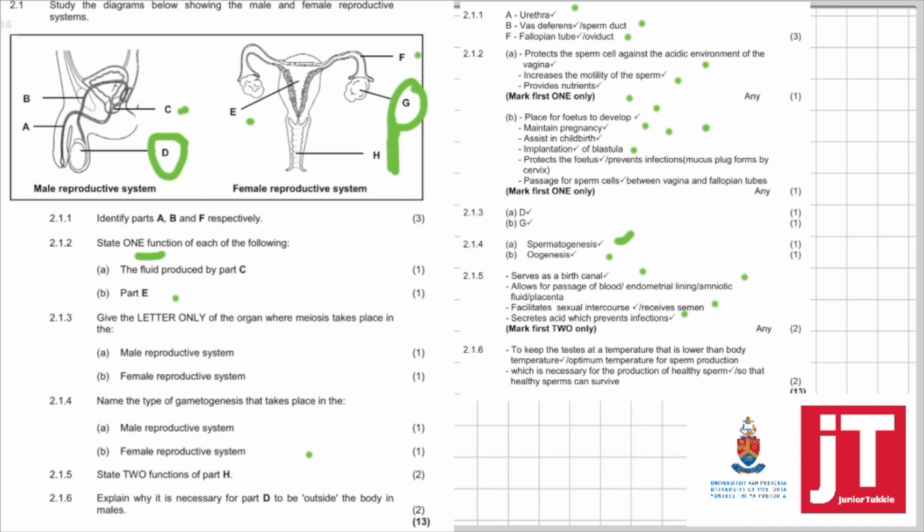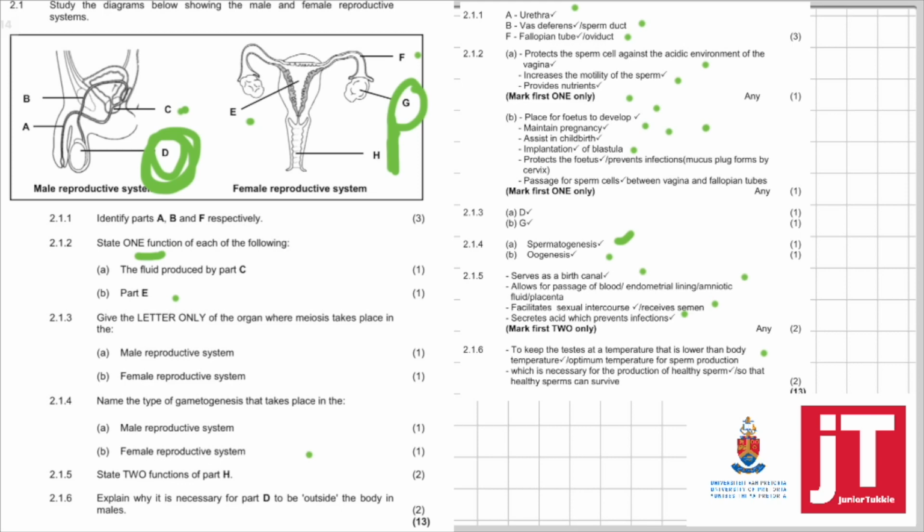Okay. And the last one, 216, explain why it's necessary for part D to be outside the body in the males. Part D is the testes. Now we know the testes, sperm can only be produced at 2 degrees below body temperature. That is why the testes is outside the man's body. Look at the different options of the answers.